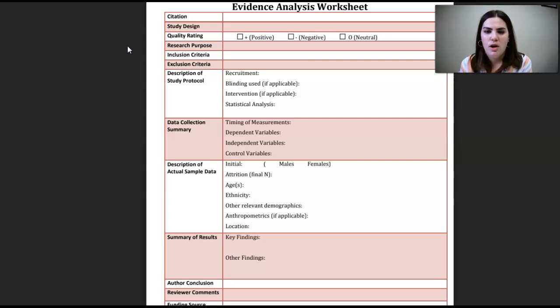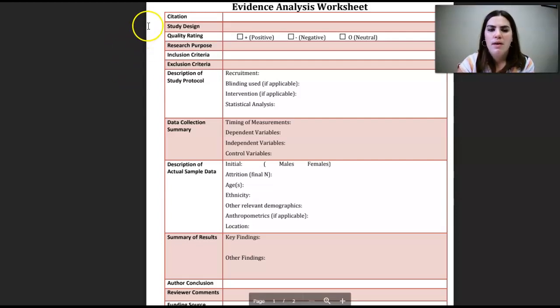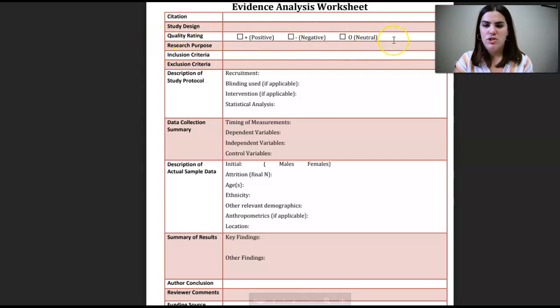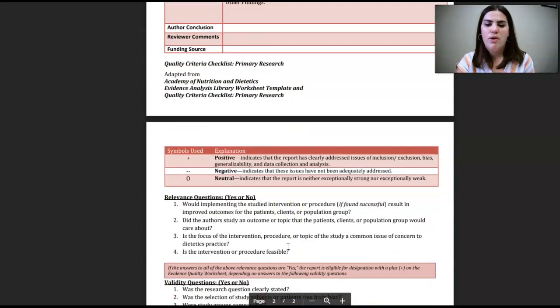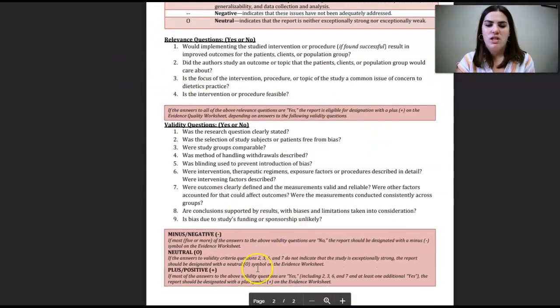Just to walk you through the evidence analysis worksheet, we're going to be breaking this up into different parts this semester. The citation, which we're going to talk about today, you fill in here, then the study design. We mentioned that briefly, but I'm going to go over that again today. This quality rating, which you see is positive, negative, or neutral, is the rating that the reviewer, who is you in this case, will give the article once they've completed this entire form and answered the questions on the back.